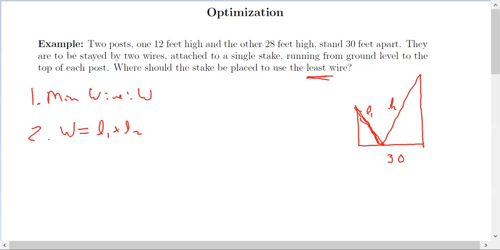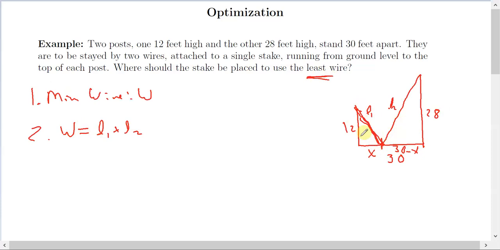All right, so that at least gives me something to start working with. I need to get this down to a single variable, and there are several ways to solve this problem. I'll use the more algebraic way by saying, let's suppose we put that stake here at x. Then obviously this is 30 minus x from the other side. So the distance from the smaller post is x, where this is 12 and this is 28.